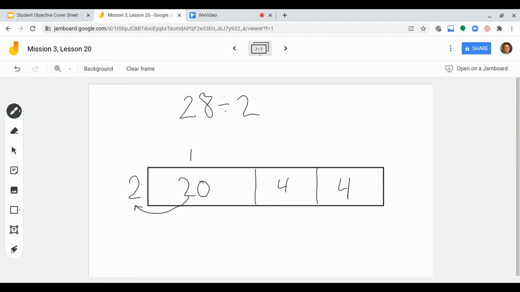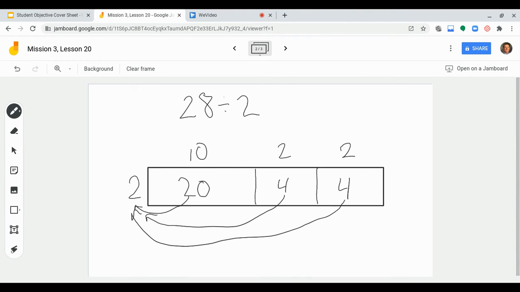20 divided by 2 is 10, because 2 times 10 is 20. 4 divided by 2 is 2, because 2 times 2 is 4. And then I just did that, so I'm just going to do it again. 4 divided by 2 is 2. So the 2 goes above there.